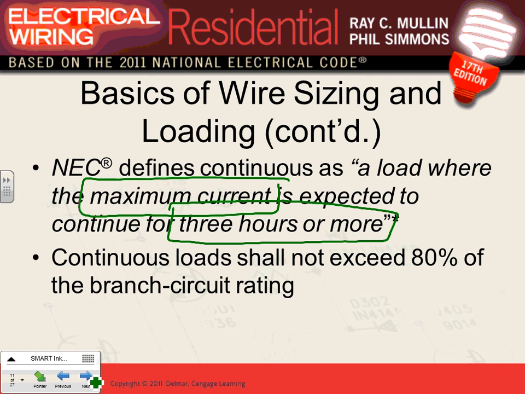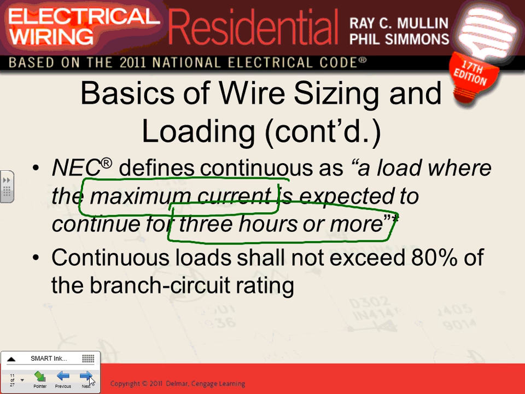Dwelling loads, the lights and the receptacles and the equipment, are assumed to be non-continuous load. When we move to commercial, we start talking continuous load; we size everything based on continuous load. So keep this in mind. So what would the continuous load do to you?